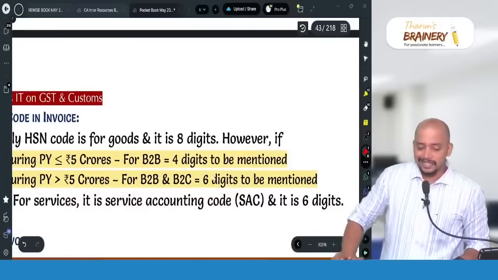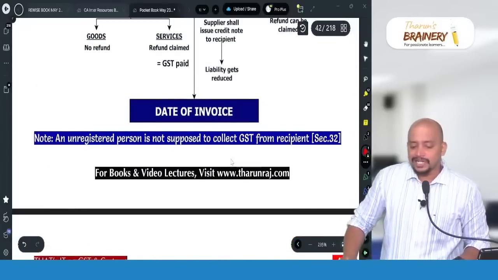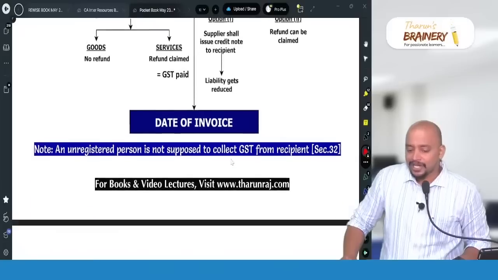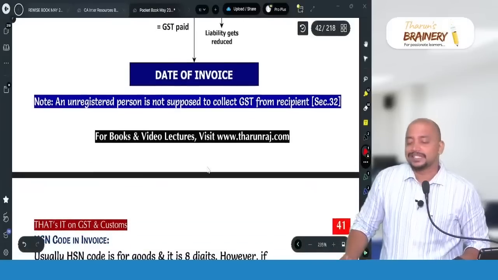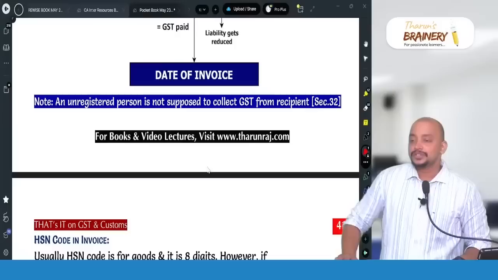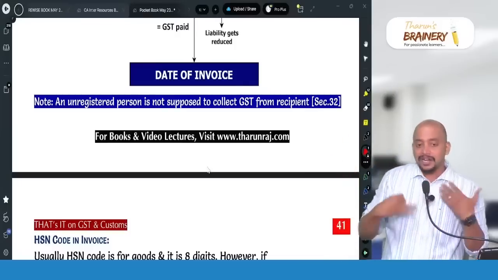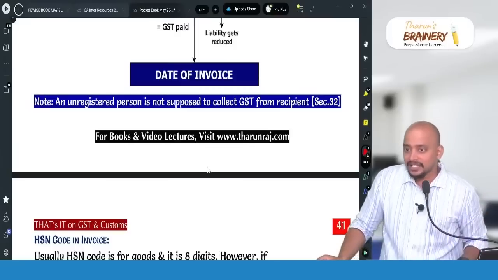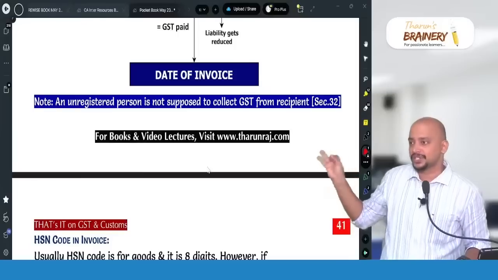Then next, one more point is there below that, section 32. An unregistered person is not supposed to collect GST from the recipient. Section 31 we have seen, tax invoice. Section 32: if you are an unregistered person, you are not supposed to collect tax. If you collect tax, that is a prohibition. That is a violation of section 32.